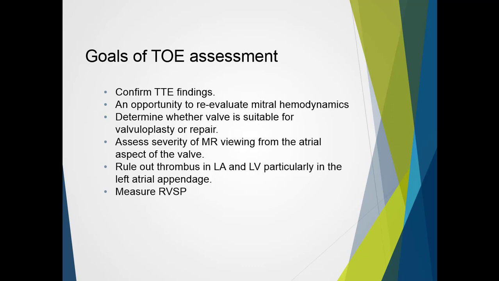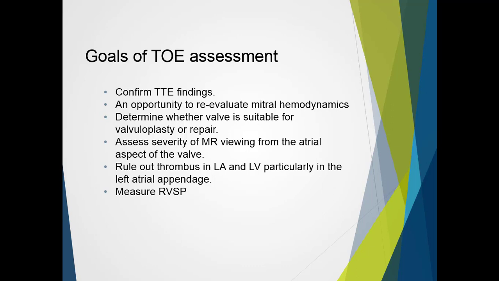We can assess the severity of mitral regurgitation, viewing from the atrial aspect of the valve, which is useful if there's significant annular calcification or prosthetic valves which distort the image from a transthoracic approach. This modality is best used to rule out thrombus in the LA and the LV, particularly in the left atrial appendage, when there's coexisting atrial fibrillation. And the right ventricular systolic pressure can be measured, which in turn evaluates the pulmonary artery systolic pressure.